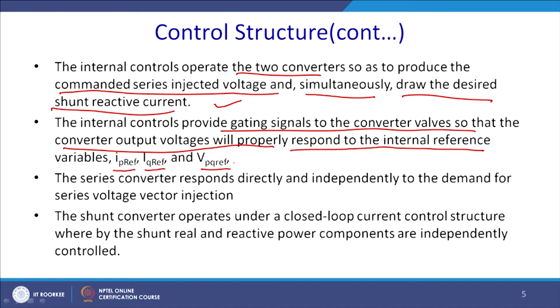The series converter responds directly and indirectly to the demand for the series voltage vector injection. The shunt converter operates under a closed loop current control structure, whereby the shunt real and reactive power components are independently controlled.